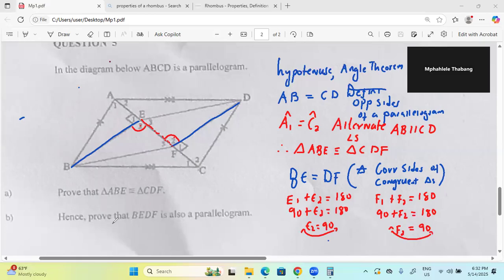So I will say since E2 is equal to F2, BE is parallel to FD, you say converse of alternate angles. Those angles appear to be alternate. Check the correct spelling of alternate. Converse of alternate angles. So now because BE is parallel to FD and BE is also equal to FD, then BEDF is a parallelogram.